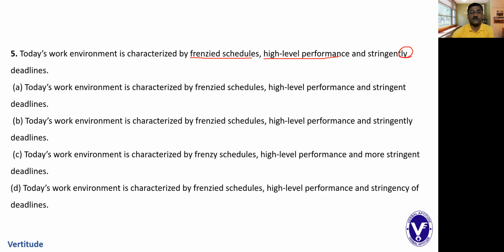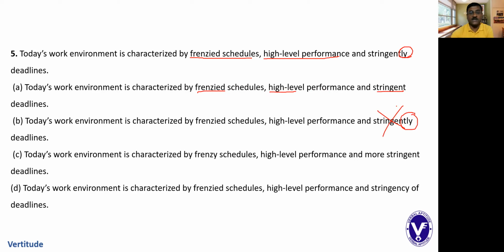Right? So yes, we can see what today's work environment is characterized by: frenzied schedules. So schedules are frenzied, performance is high-level, and deadlines are stringent. So सही तो लग रहा है. Let's see the other one. Today's work environment is characterized by frenzied schedules, high-level performance, and stringently. So that's why we had eliminated this option.